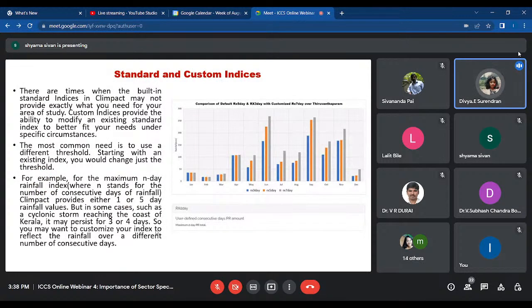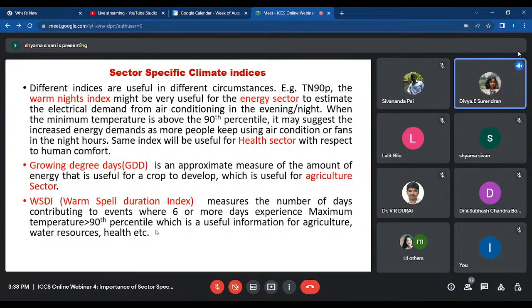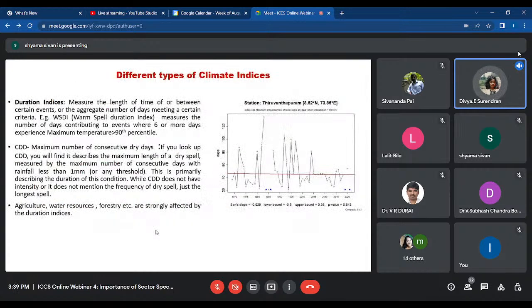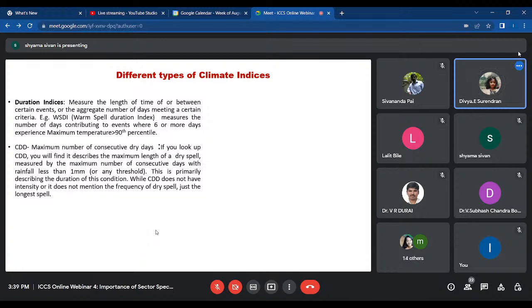One slide before, Shama. One slide before. Previous slide. Okay. So warm spell duration. No, one more ahead actually. Next slide.